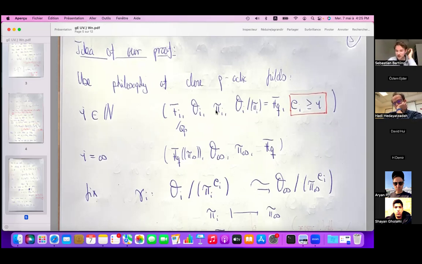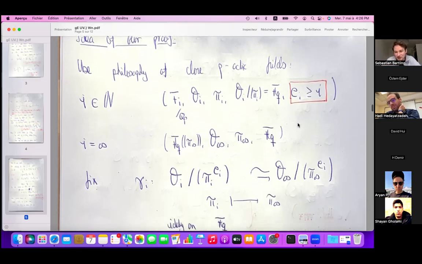Yeah, I mean this situation maybe also shows up in tilting, where you typically want them to be included in each other. You look at something like joining p-power roots of unity or something like this. But here we can take whatever family we want.